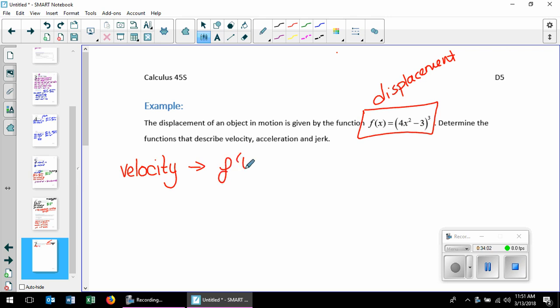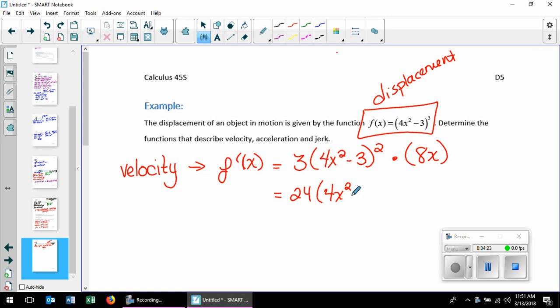So that's going to be f prime of x. I know I'm going to require a chain rule. So it's going to be 3 times (4x squared minus 3) to the exponent 2 times 8x. So 24x times (4x squared minus 3) squared. Oh, forgot my x. Okay, so now chain rule is easy, right? Nothing's hard, it just gets a little bit more complicated.